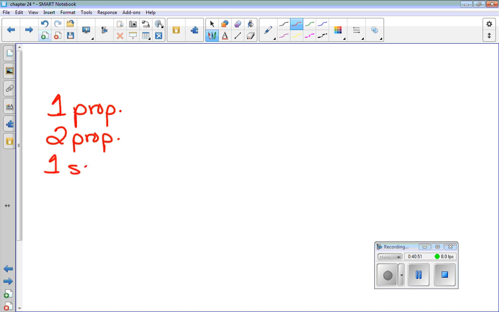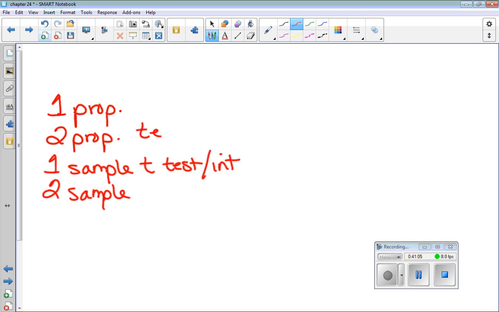You could have a 1 sample t-test. You could have a 2 sample t-test or interval. These are all test or interval, okay? Yes, because proportions is always z. Unless you know the population standard deviations are exactly the same, then you can use a 2 sample t-test as well, or I'll just say t, whatever. And then what's the other one that we can do? The matched pairs. Okay?